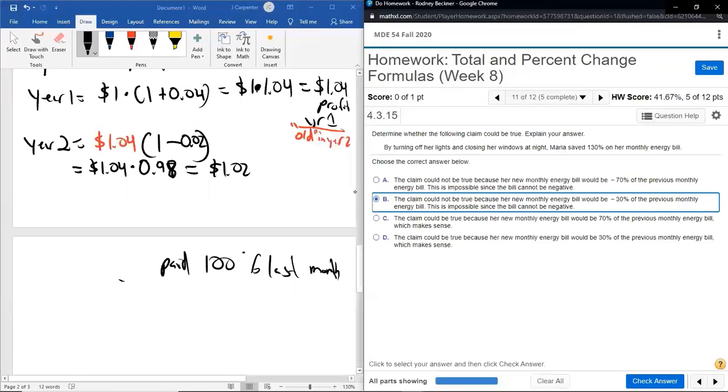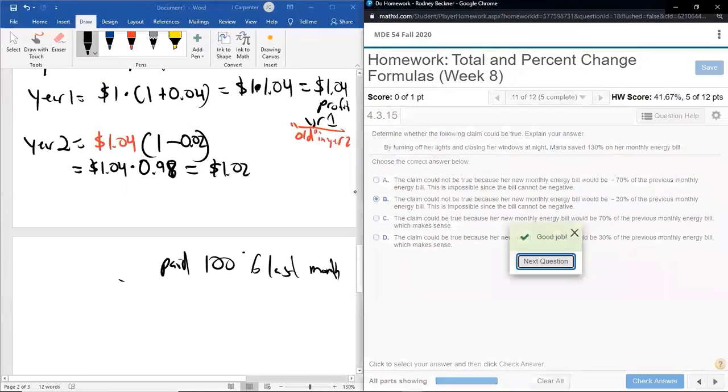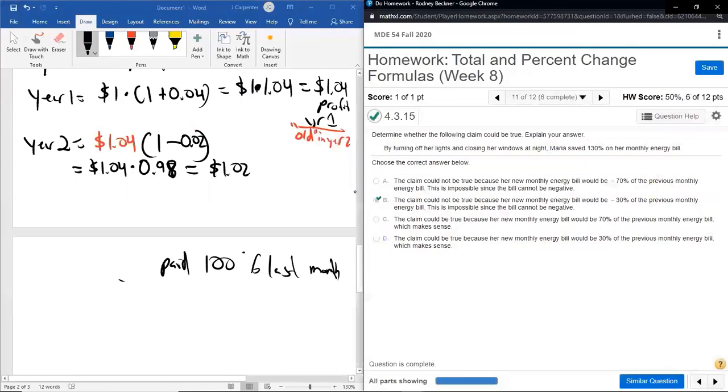The claim could be true because her new monthly bill would be 70% of the previous monthly energy bill. Again, no, that's not how these are working. The claim, blah, blah, blah, 30%. No, it's got to be B. It's got to be B. And it is. So when we're talking about a change of things, percents are a little wackier. It's not just one thing divided by the other thing. That's not what was going on here. It was an old times a percent value to get to a new.